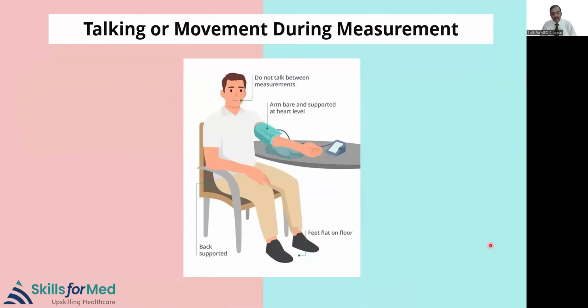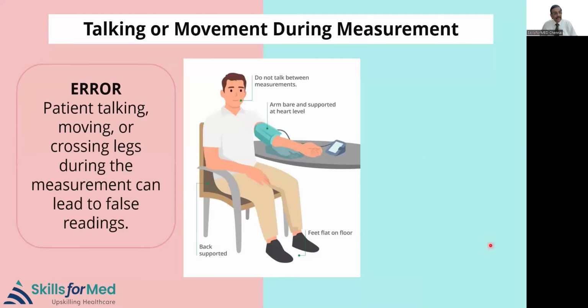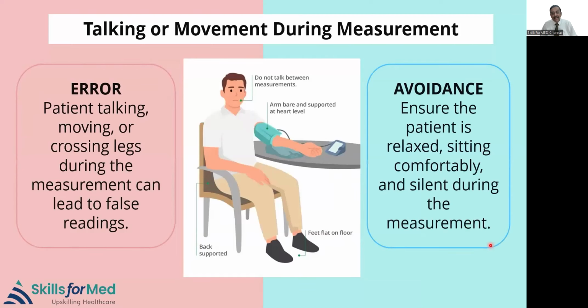Feet flat on the floor. It looks like a tongue twister, right? Feet flat on the floor, but not crossed. Okay, that's very important. So patient talking, moving, crossing legs can lead to false readings. So relaxed, sitting comfortably, and being silent during the measurement.